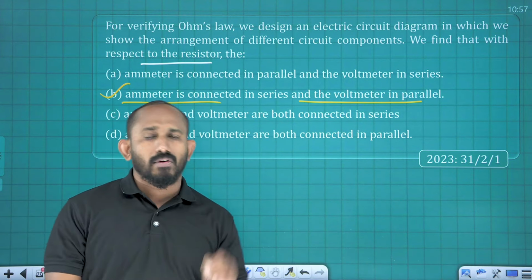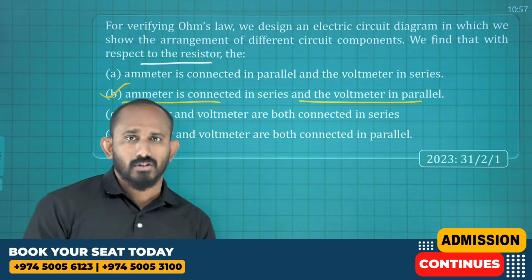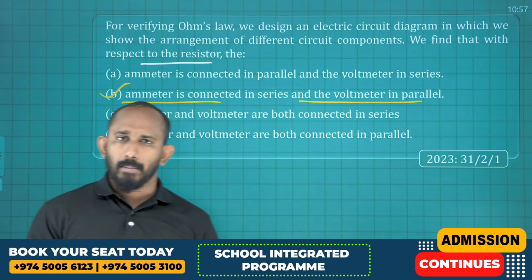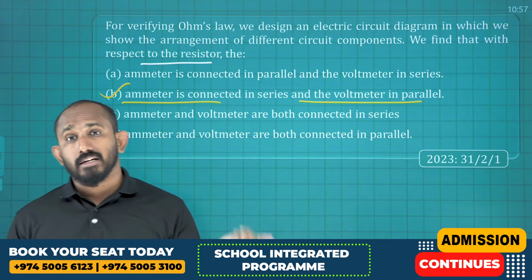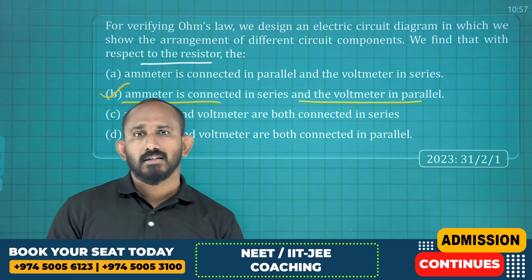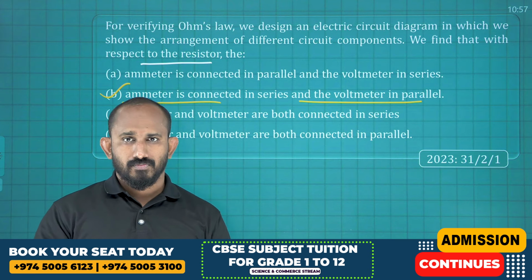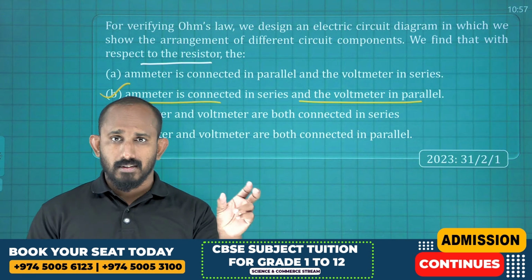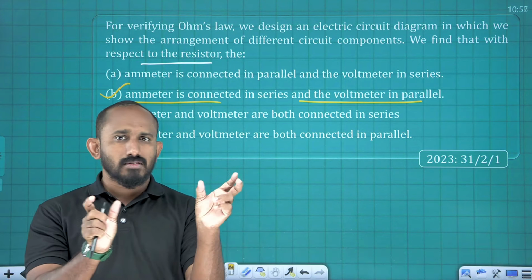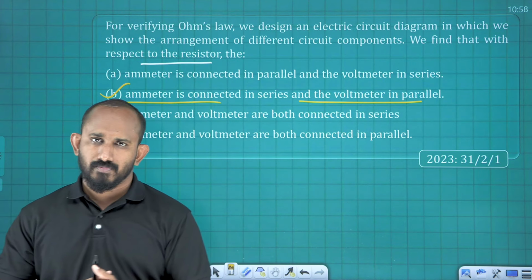I hope you might be knowing what the reason is. Because the ammeter is a low resistance device. Its resistance is very low. So if you connect it in parallel, what happens? The total resistance of the circuit will decrease and the net current increases. So the circuit may be damaged. So the ammeter should be connected in series. A small resistance connected in series does not affect the resistance of the circuit, so normal current will pass through it.